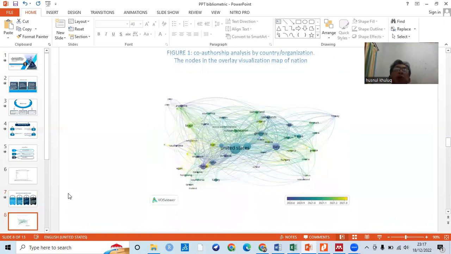Figure co-authorship analysis by country organization. The notes of the overlay visualization map of nation.